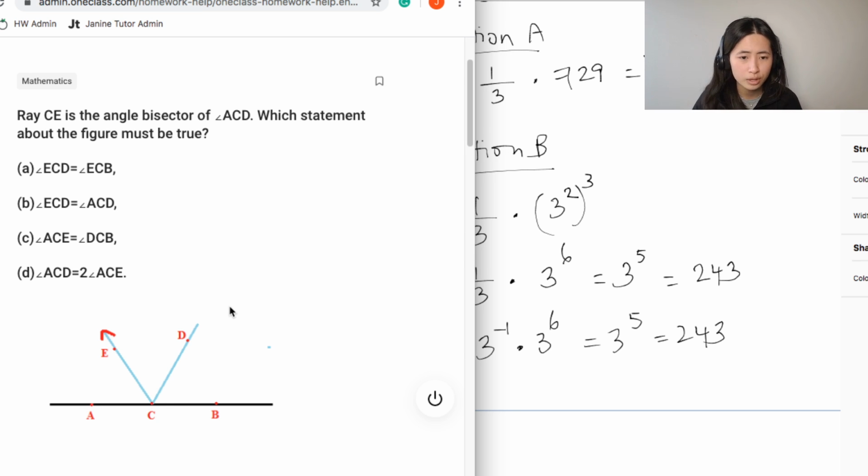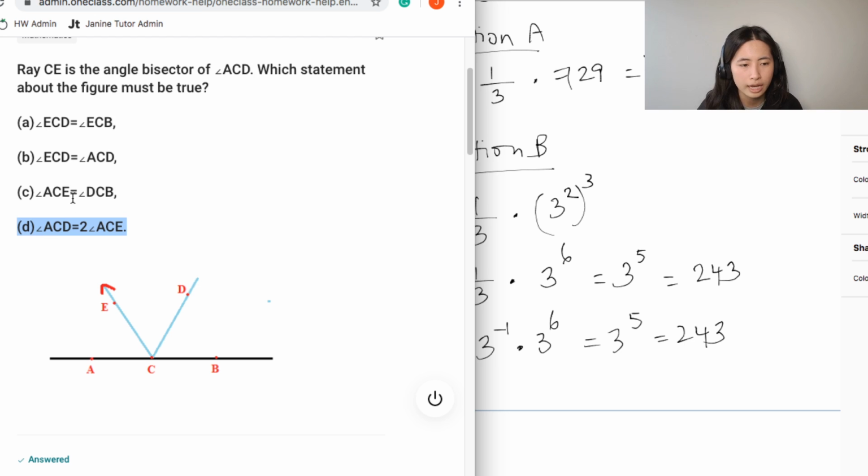ACD. So right off the bat, you can actually see that it should be option D. That's true because if you look at ACD, and because it's an angle bisector, you're supposed to have two equal angles. That's why you have ACE, and ACD is twice of that, because you can actually say that ECD is going to be equal to angle ACE. So that's why it's twice of that.